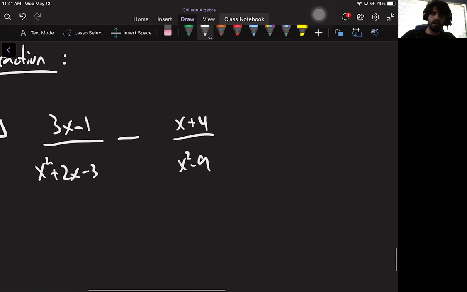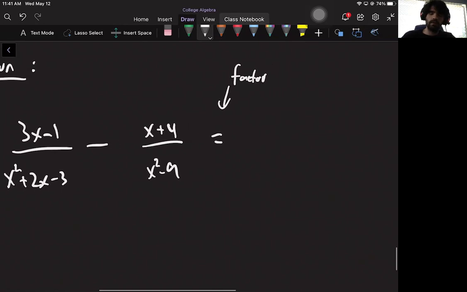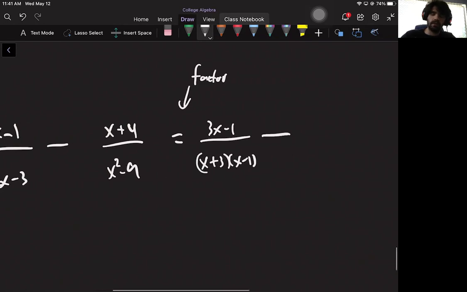And it works the same as the previous one. So first we're going to factor individually as much as possible. So let's see, 3x minus 1 is already factored. X squared plus 2x minus 3 will be factored as x plus 3, x minus 1. And then I still have this subtraction. I'm not going to do anything with it yet. It's just there. X plus 4 over, and this one factors as x minus 3, x plus 3.